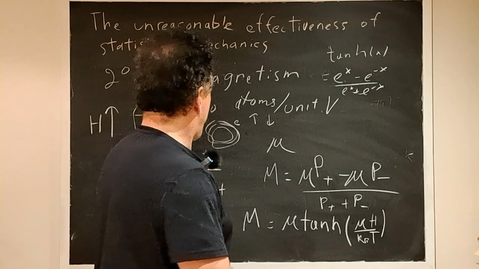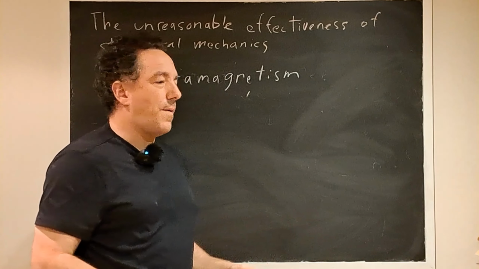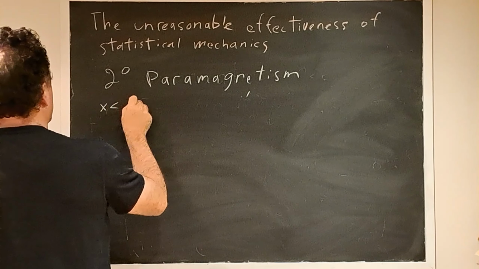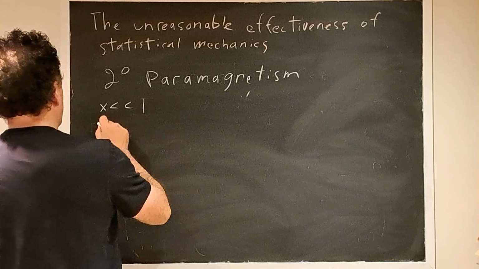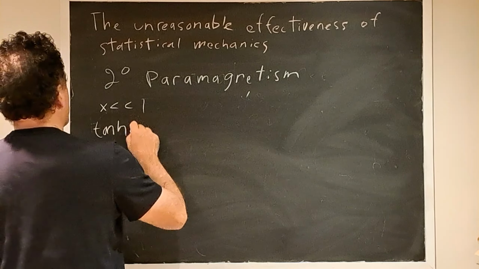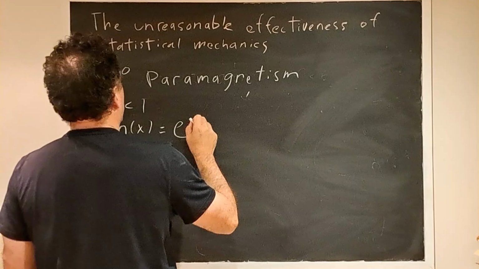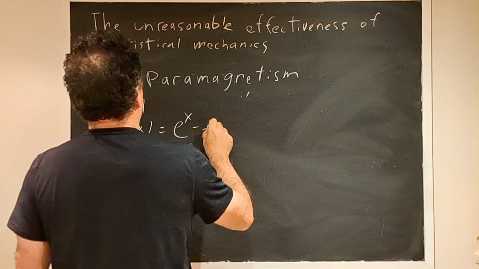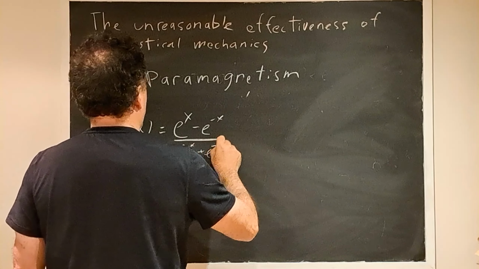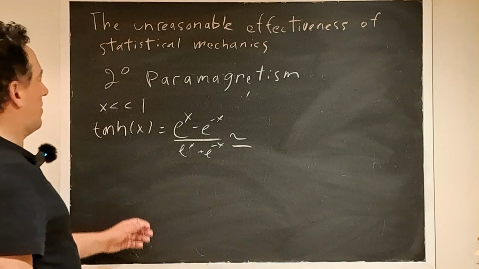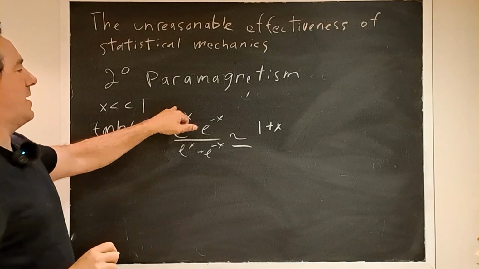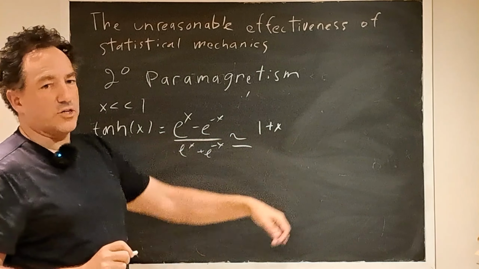I think I will do this on the next board, because now it's getting really cluttered. Okay, so back to our calculation. When x is small, the hyperbolic tangent of x, which is equal to e to the x minus e to the minus x over e to the x plus e to the minus x, becomes about equal to 1 plus x, because e to the x when x is small is about equal to 1 plus x by the Taylor series.